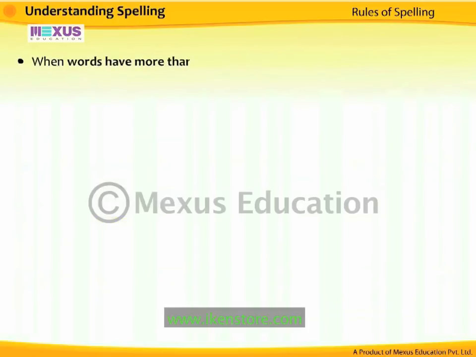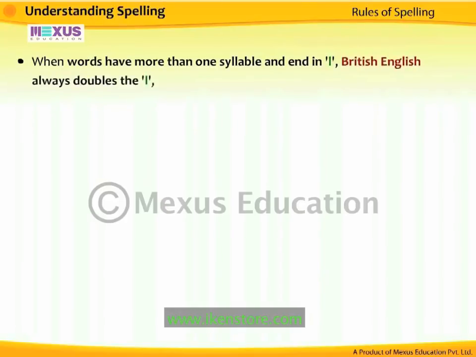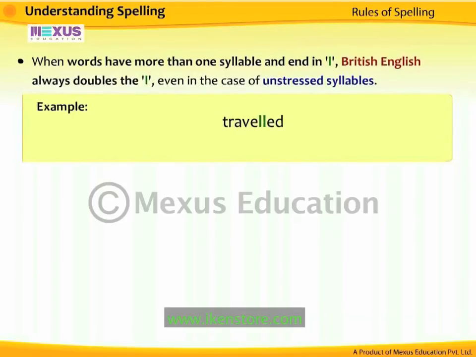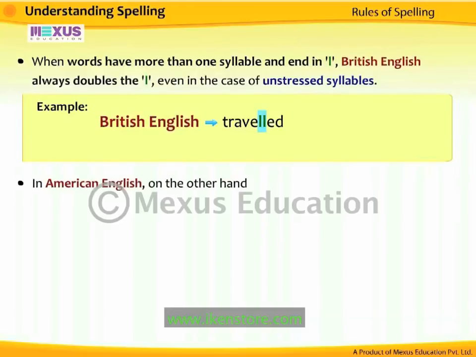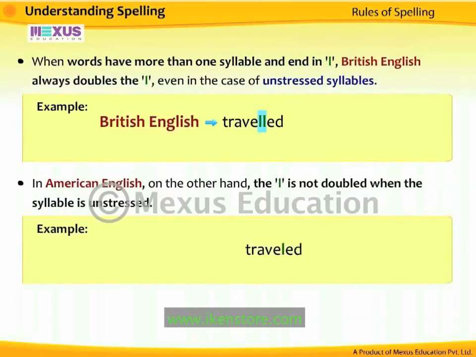When words have more than one syllable and end in L, British English always doubles the L even in the case of unstressed syllables. Thus, travelled is spelt with a double L in British English. In American English, on the other hand, the L is not doubled when the syllable is unstressed. Thus, traveled is spelt with a single L in American English.